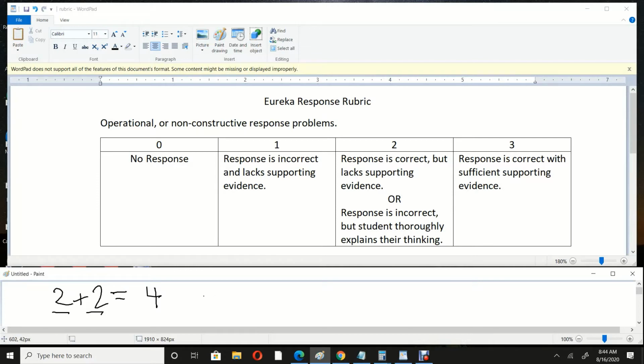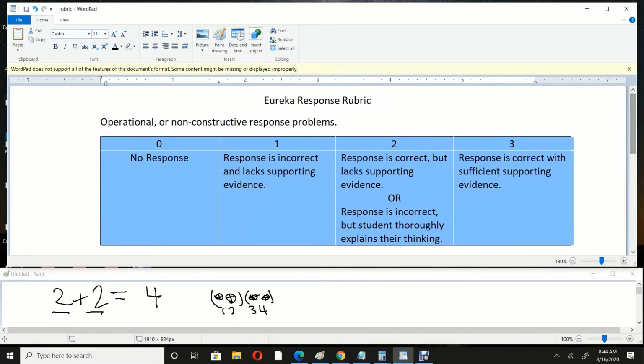But for 2 plus 2, just as an example, maybe I can draw 2 of something, 2 little buttons, and then 2 more, and then I can see, well, how many do I have altogether? I got 1, 2, 3, 4. So that would be supporting evidence. So that would be like a 3 response right there.